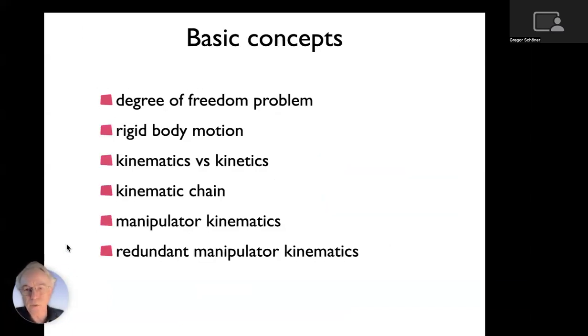Okay, that's as far as I want to push it here in this summary. So I introduced the degree of freedom problem, to which I now returned when I talked about redundant kinematics, because there you notice there is a problem. We characterized mathematically what rigid body motion means, differentiated between kinematics and kinetics, explained the kinematic chain, and looked at these 4 aspects of manipulator kinematics: forward kinematics, forward differential form, inverse kinematics, inverse differential form. See you next time.